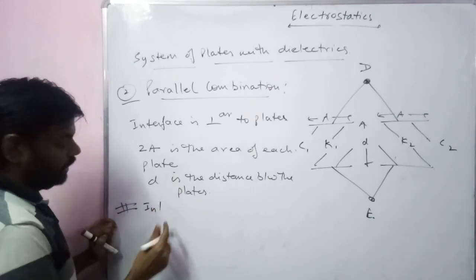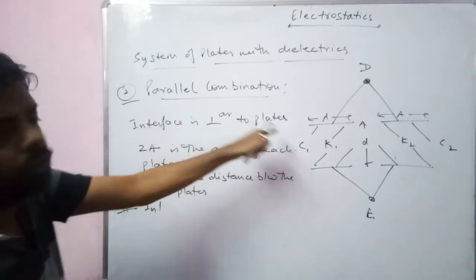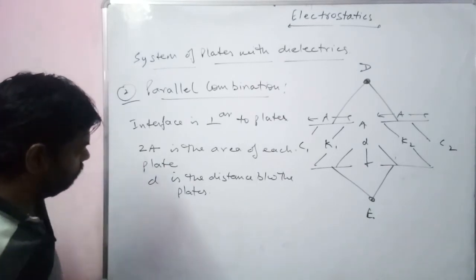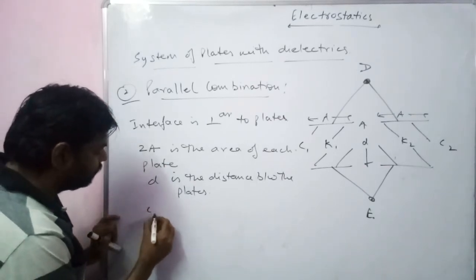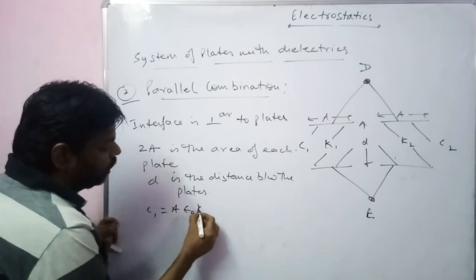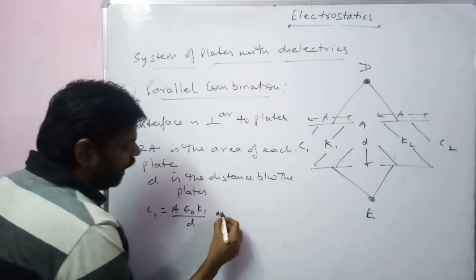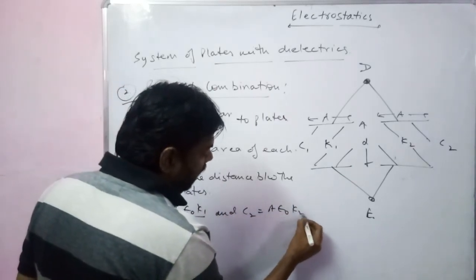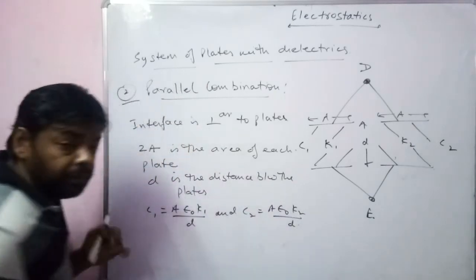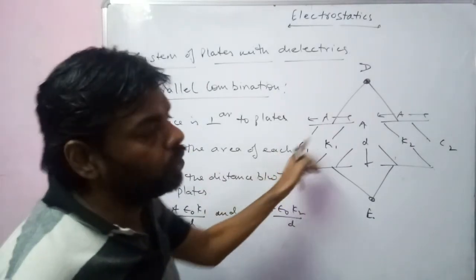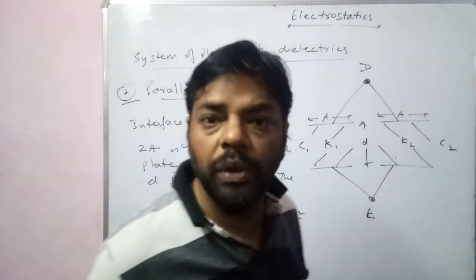Now what is happening? The interface, I already told. Now C1 is written as A epsilon naught K1 by D, and C2 is written as A epsilon naught K2 by D. Fine. Okay. Now, as the two capacitors are connected in parallel with each other.